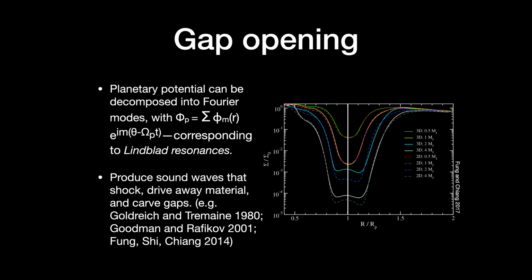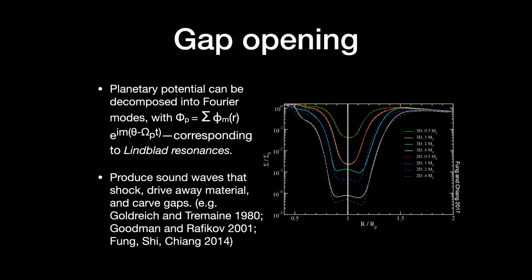So if you look at gap opening theory, it's something that's gone back decades. And what they do is they decompose the planetary potential into various Fourier modes. And these Fourier modes actually are resonant with different locations in the disk, known as Lindblad resonances. So when a planet has these Fourier modes exciting, like being forced into a gaseous disk, what you get are sound waves. And these sound waves, after a few cycles, they'll deposit their angular momentum in a particular location.